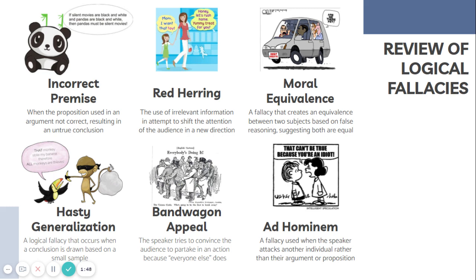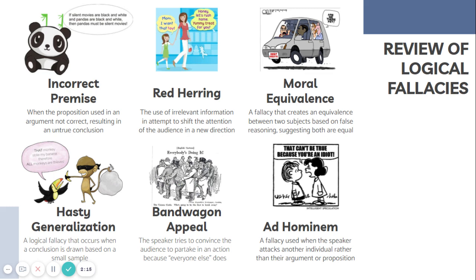For example, if you look at the picture above, the child is wanting that toy, but instead the mother, in an attempt to shift the attention of the child, says that there's a yummy treat at home. So moral equivalence is a fallacy that creates an equivalence between two subjects based on false reasoning, suggesting that both are equal. Hasty generalization is a logical fallacy that occurs when a conclusion is drawn based on a small sample.